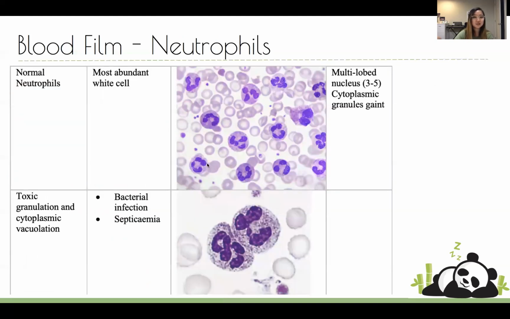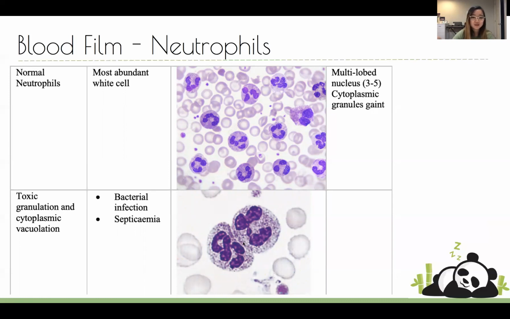And then these are neutrophils. So these are normal neutrophils. This is an edited image, so you're not actually going to get this many neutrophils. But you can see that they've got a multi-lobed nucleus, and that's how you identify them. There should be 3 to 5. Any more than that, and you're thinking megaloblastic issues.